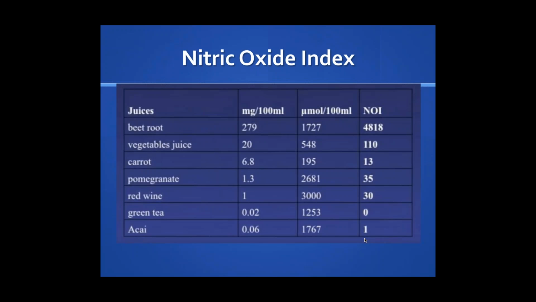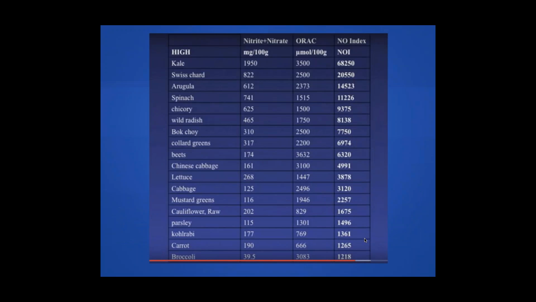So beetroot is one of the best ways that you can get nitric oxide in the diet. And vegetable juices, carrots, pomegranate, red wine, green tea, and acai contain nitric oxide promoting ingredients. Here's a look at some of the other vegetables. What we want are the ones that have the antioxidants, in the ORAC index, and also have nitrites and nitrates. The highest being kale, Swiss chard, arugula, spinach, have both in spades. So it's another good reason to eat your vegetables.